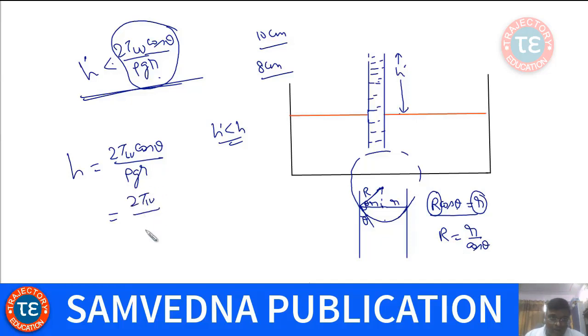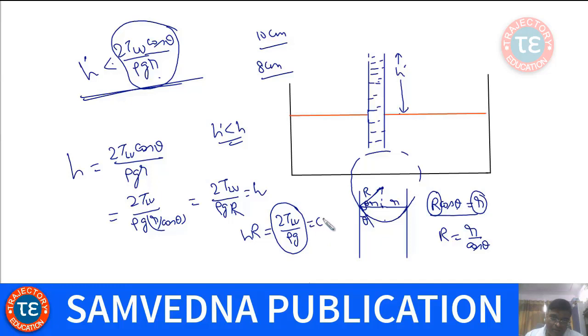So what I can write over here is 2T_LV upon rho g, into R upon cos theta. That is 2T_LV upon rho g capital R, where R is the radius of curvature of the meniscus. So that is your h, the height by which the liquid should rise. And now I take R on this side. So the height of water inside the capillary tube into the radius of curvature of the meniscus will be equal to 2T_LV by rho g. And given a system, this is going to remain constant.